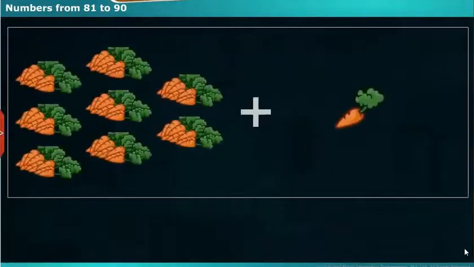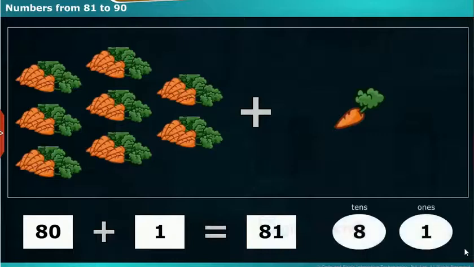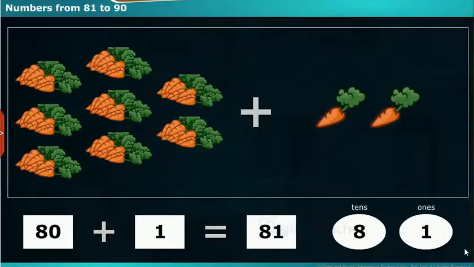A carrot has grown on day 1. So, 80 plus 1 is equal to 81. Total is equal to 81 carrots. One more carrot has grown on day 2.